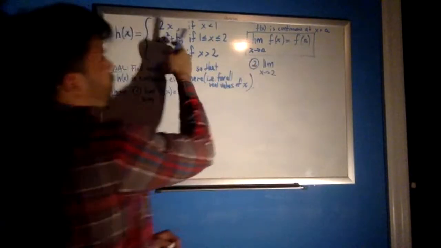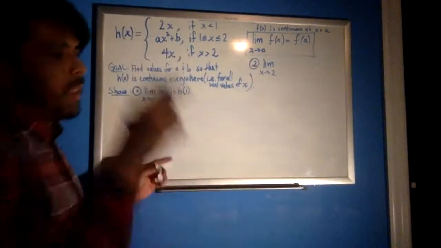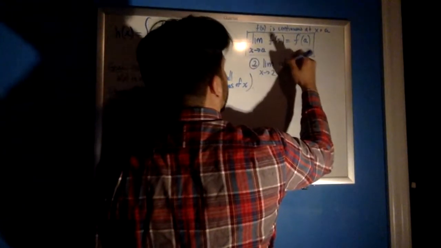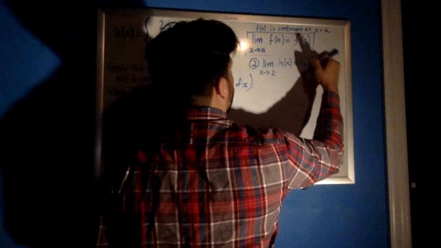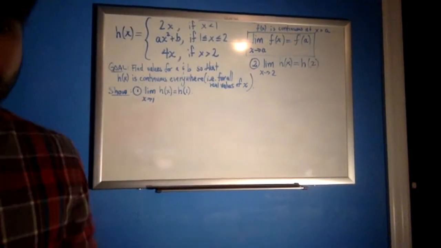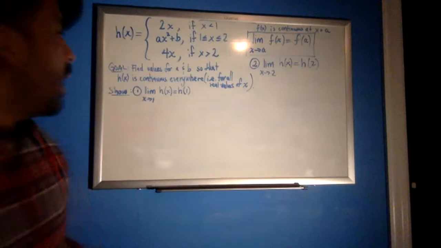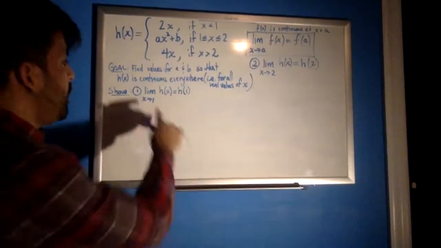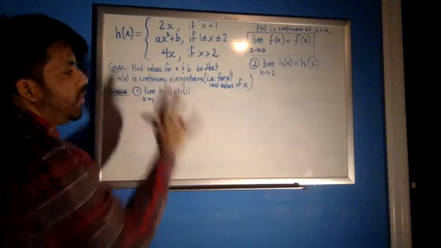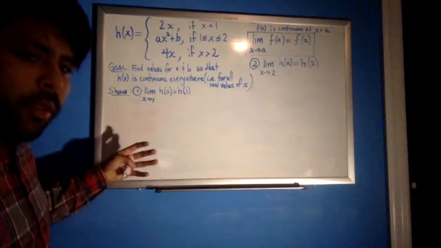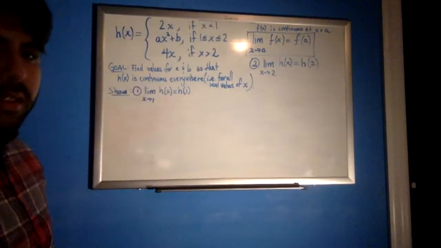So I need to find what those a and b values should be so that it's one connected piece. This is the limit of h of x as x approaches 1 equals h of 1, and the limit as x approaches 2 equals h of 2. I have to show these two things must be true. First, let's look at the first one. I want my limit for my function h of x to equal h of 1. So I'm going to find each of these pieces.